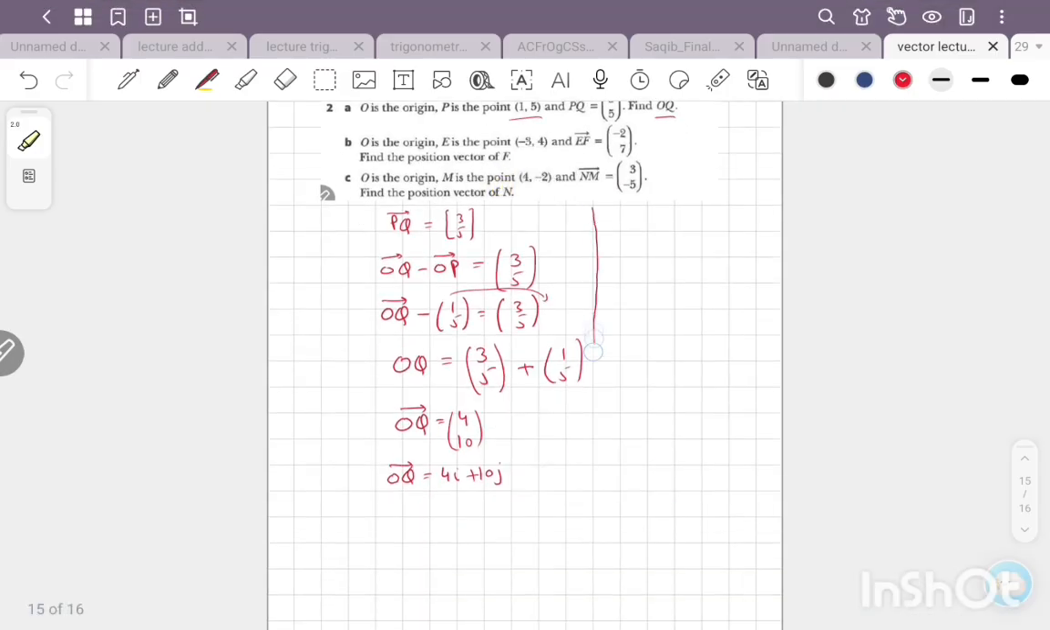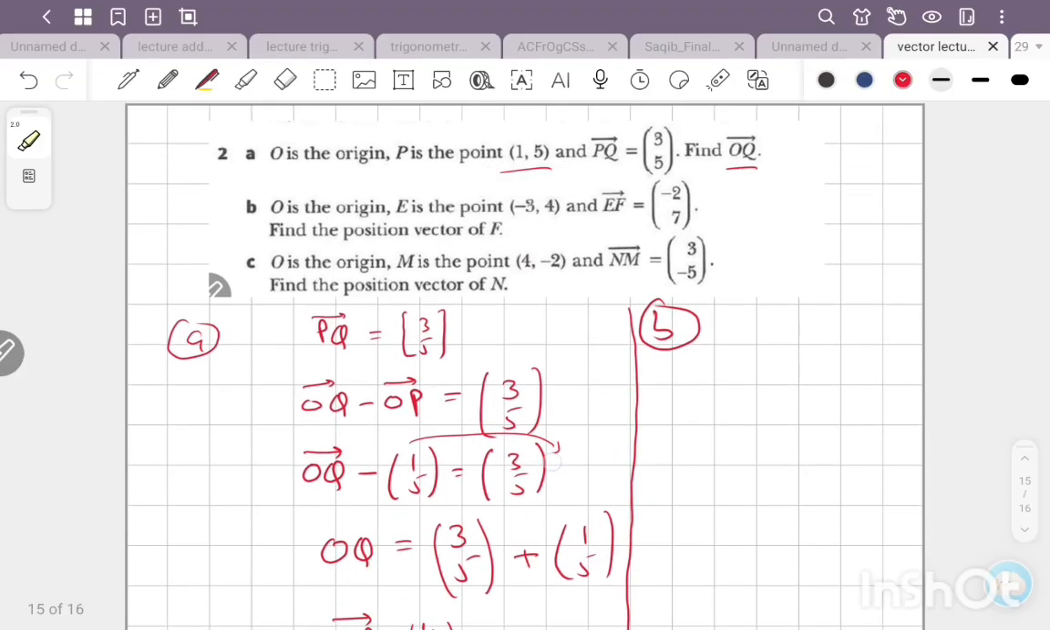Now move forward to the next part. This was our A part and this will be our B part. Now check again what the B part is. O is the origin, E is the point (minus 3, 4), EF equals (minus 2, 7). Find the position vector of F. First of all, we have to write EF.